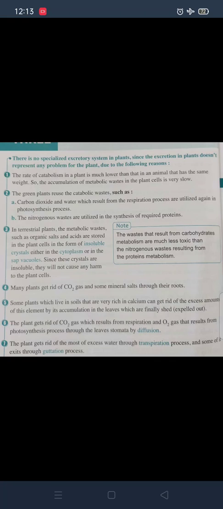By diffusion, excess water mainly goes outside the plant by transpiration or guttation.